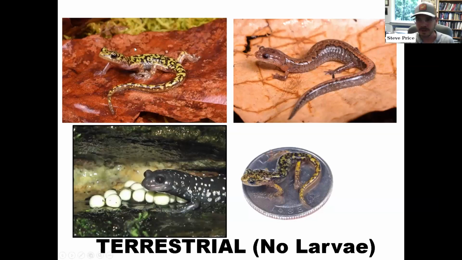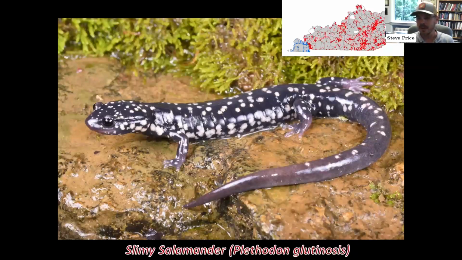So here's an adult green salamander, one of our climbing salamanders here in Kentucky, and here's a newly hatched young, you can see on the dime, so pretty small in size. A slimy salamander is a great example of one of these terrestrial salamanders we have in Kentucky, found statewide, pretty large, probably up to 6 inches in total length, bright white spots on a black or grayish background coloration. Its name is a little misleading because it's not really slimy, but it's really sticky.